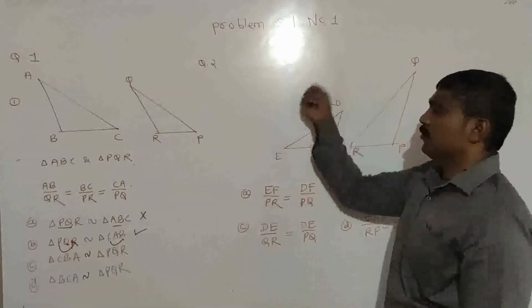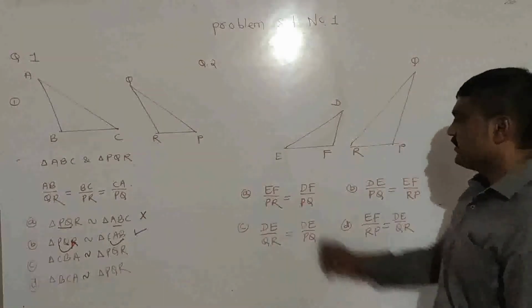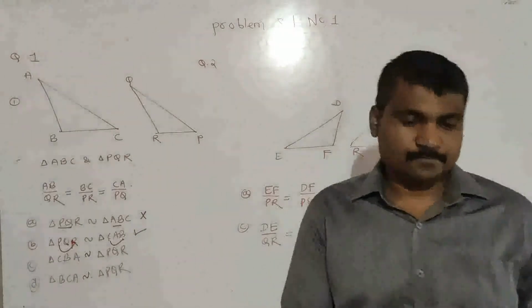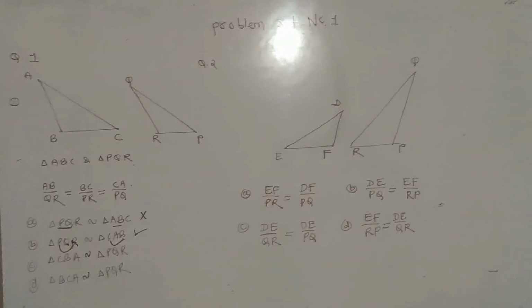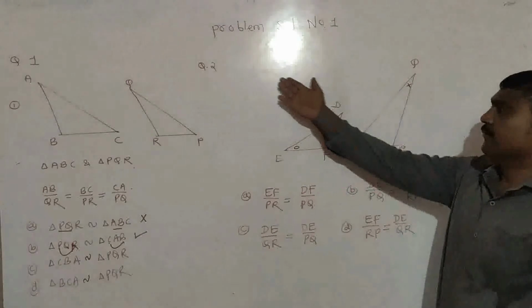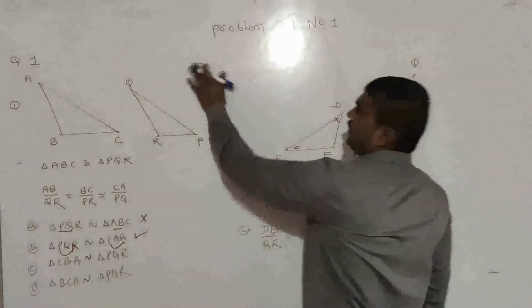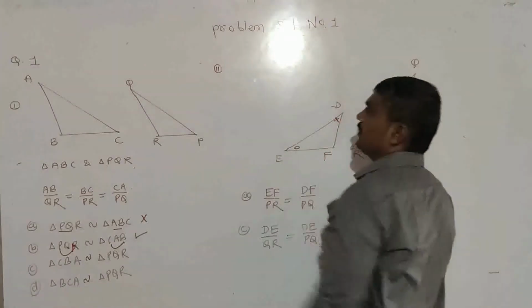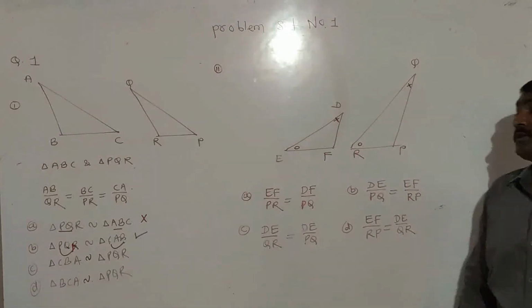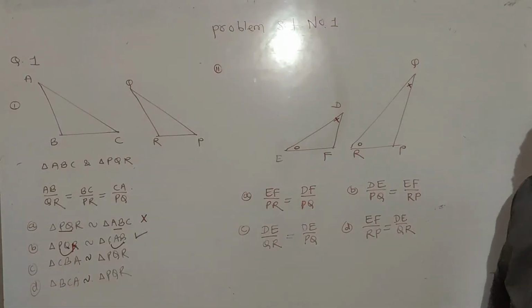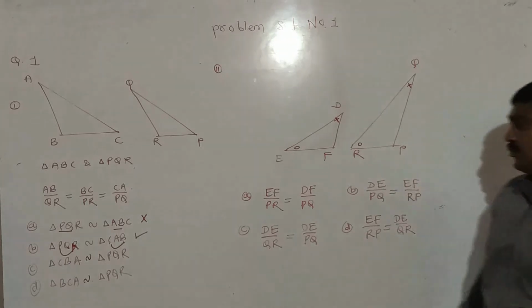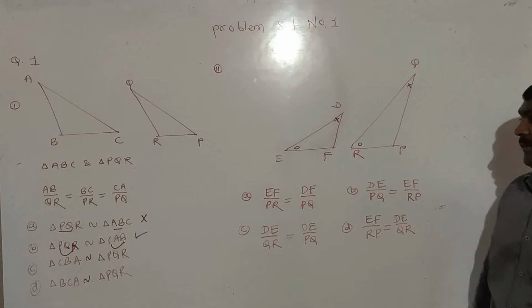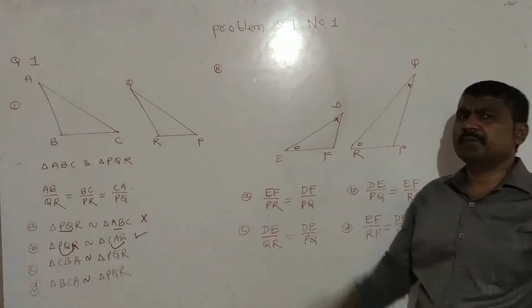Now for problem number 2, you can check. Again check A, B, C, D, 4 options. Here in the given question, in question number 2, sorry, this is question number 1. First question, this is sub question number 2 of the first question. So here again we have to first identify the order of the similarity. How will we identify the order of similarity?